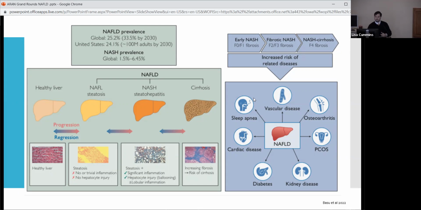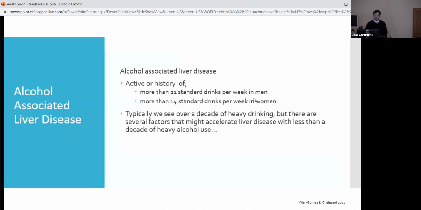Fibrosis, just so you know, in that top right corner, I'll touch on this a little later. It's saying early NASH, F0 to F1, fibrosis with NASH, F2 to F3, and cirrhosis is F4. I'll explain that a little bit later, but that's just a scale of how we grade the level of fibrosis within the liver.